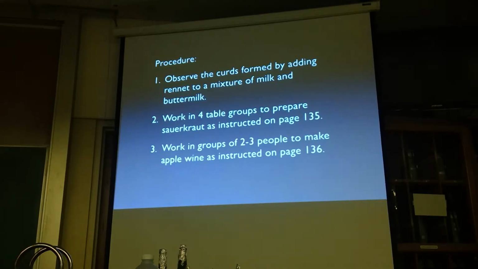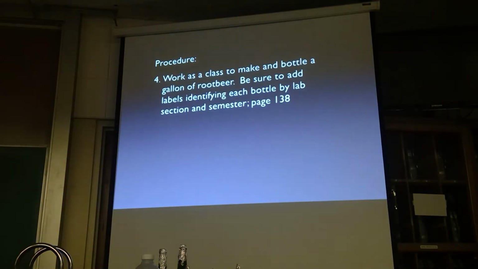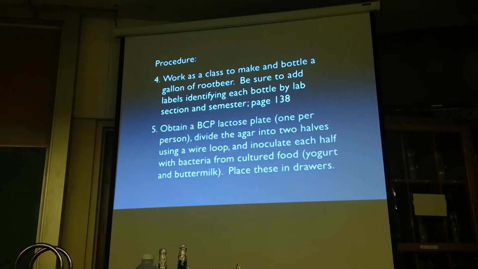Anyway, so we're going to make some apple wine. Then you're going to work as a class to make root beer. This kind of happens on the side and on top of everything else that's going on. So we're going to make some root beer and bottle it up. We also have to label it to make sure we keep track of our root beer, because invariably, come the semester, we get to sample root beer at the end of this laboratory, and they're always trying to give us root beer that somebody else made. I said, no, thank you. We want our own root beer, please.